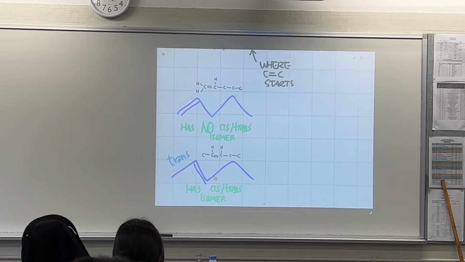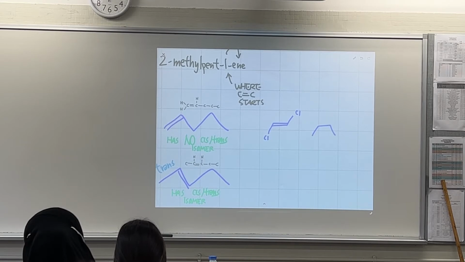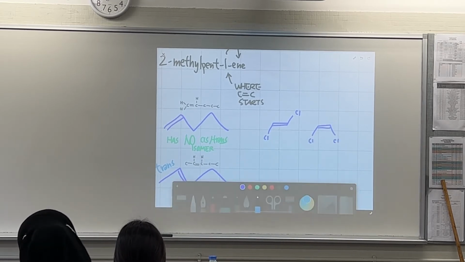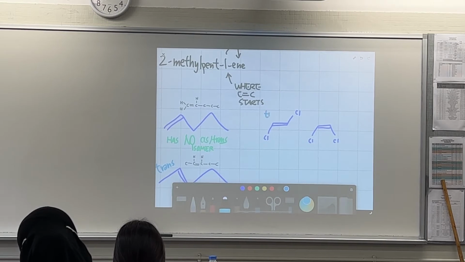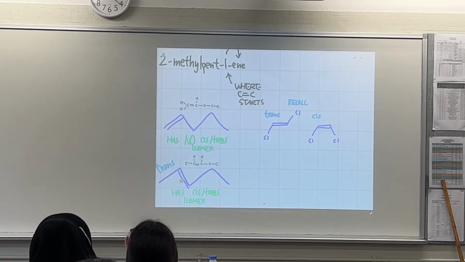Remember, this is just a reminder. Take this compound, 1,2-dichloroethene. It can exist in two forms. This is the trans form, and this is the cis form. So if this is how we draw the cis and the trans form of the same alkene compound, what about this one? How do we draw the cis form of this compound?